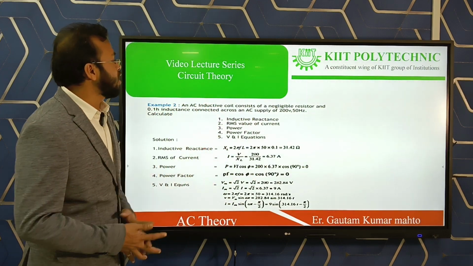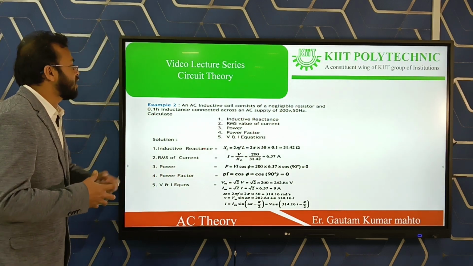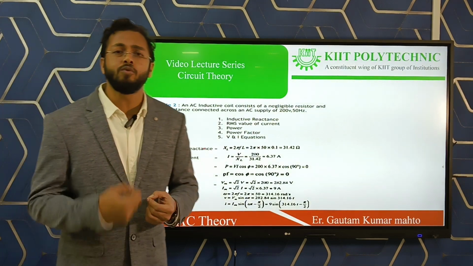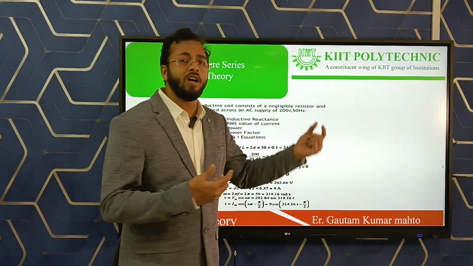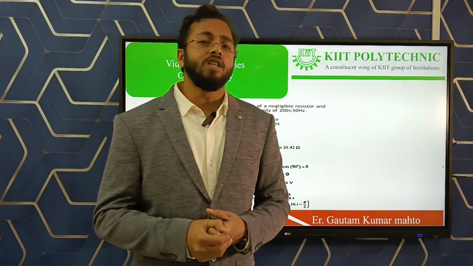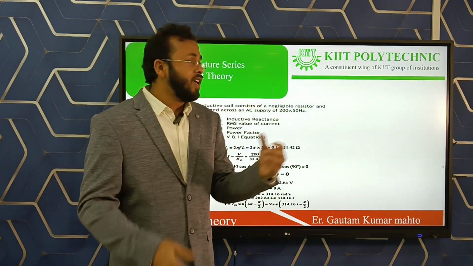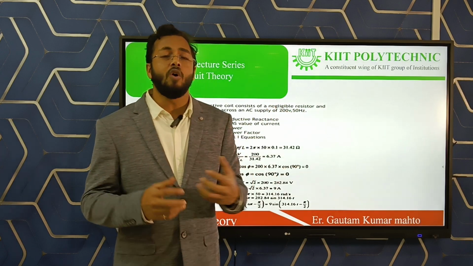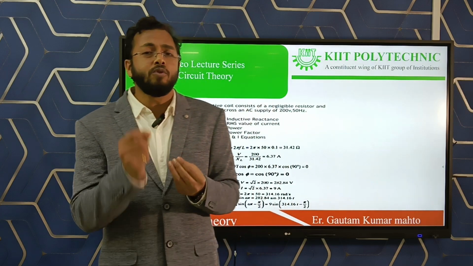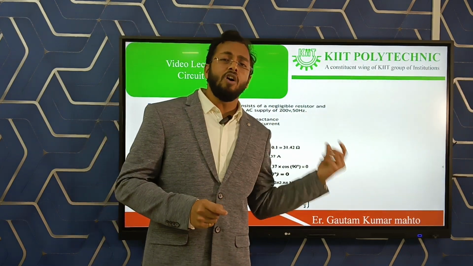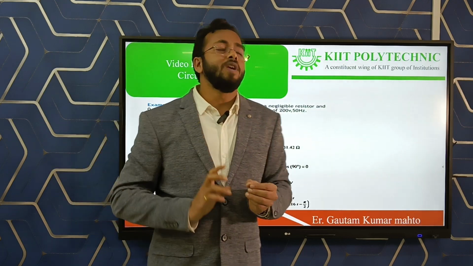Now, an AC inductive coil consists of negligible resistance and 0.1 Henry inductance connected across an AC supply of 200 volt. This 200 volt is the RMS value here, and 50 Hertz is the frequency. Whenever this data is given to you, you have to understand that 200 volt is always an RMS value. If you want to calculate the peak value, you have to relate the peak value and the RMS value.